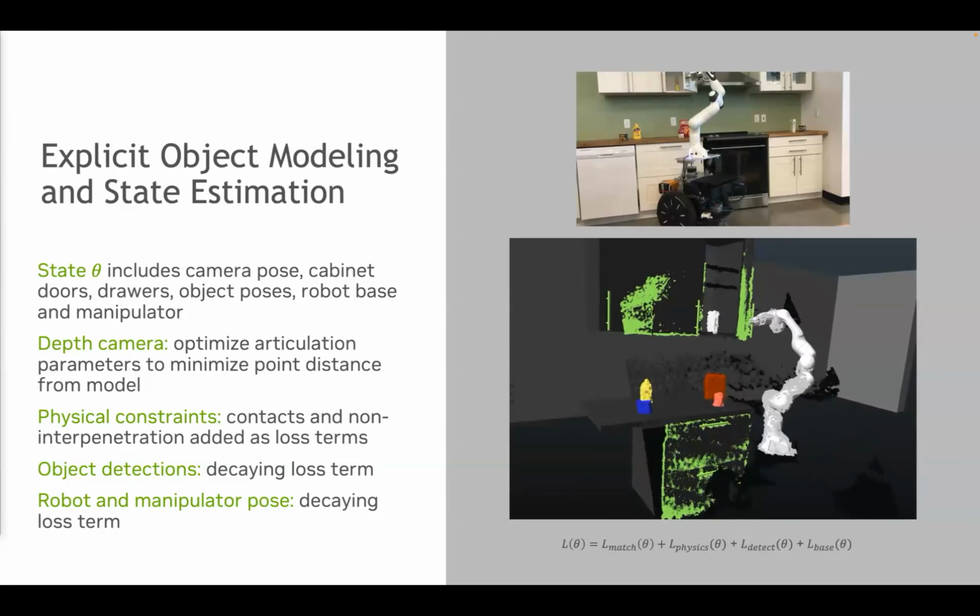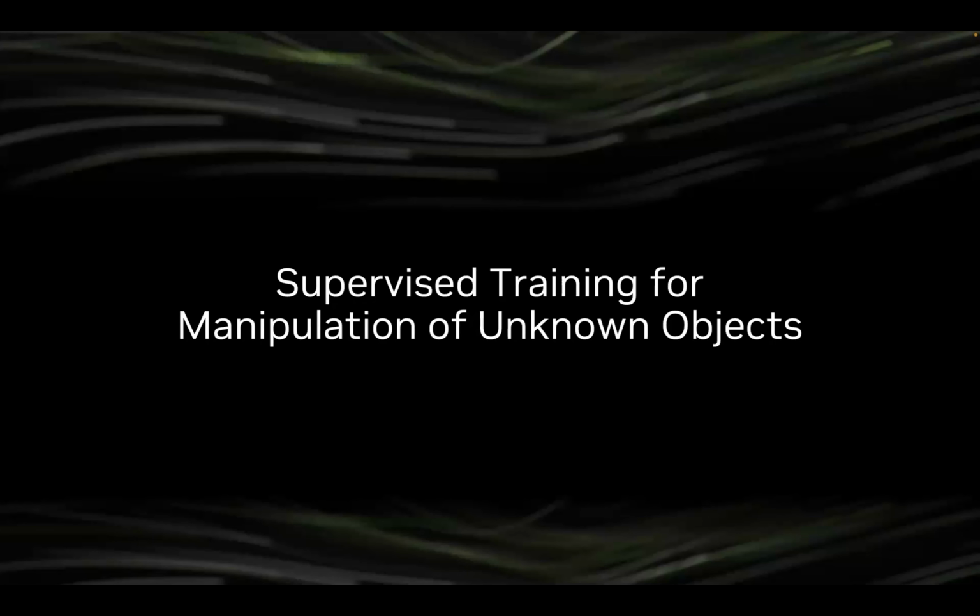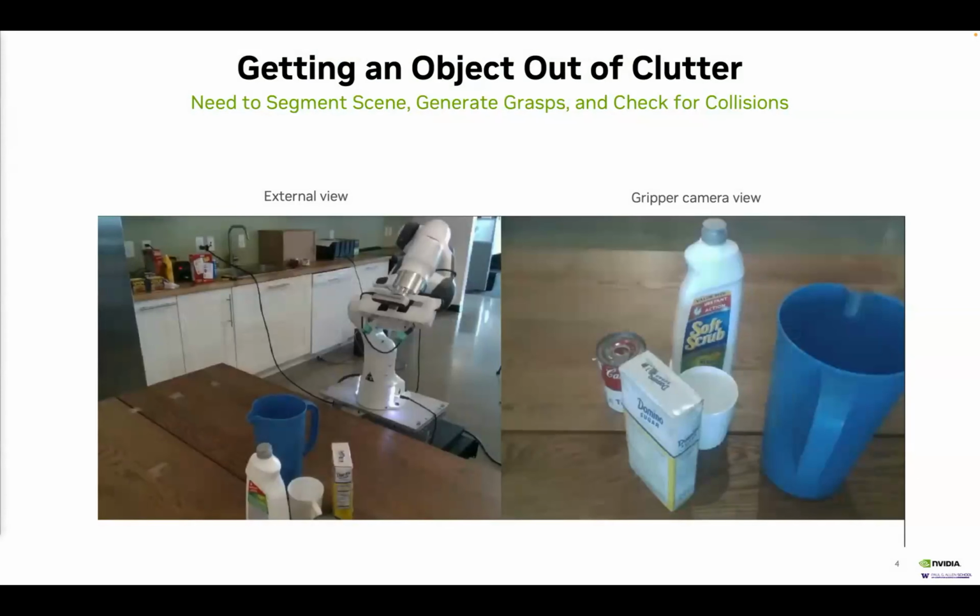So after this, we moved on and asked: can we manipulate unknown objects? That means objects for which we have no prior model, or where we're not even aiming at modeling them. Just for context, imagine this task. On the left is an external view, and on the right is the view from the robot's gripper camera, a camera that is attached to the gripper. Imagine you just want to get that object: you click on the pixel, or you have a language interface, pick up the mug.